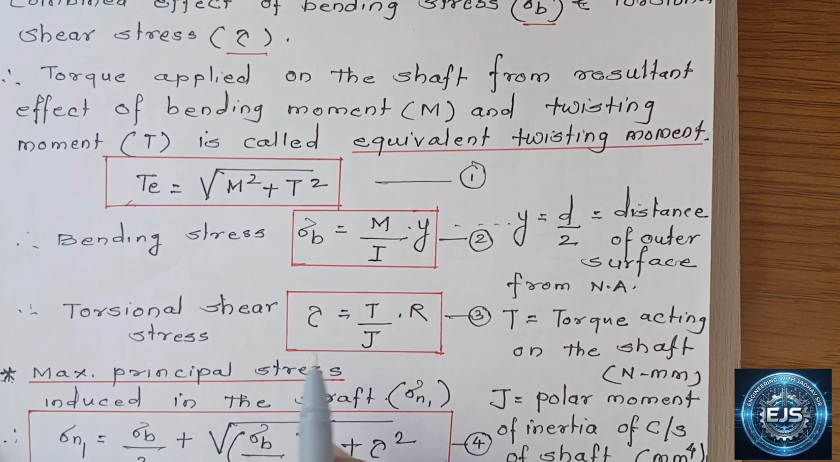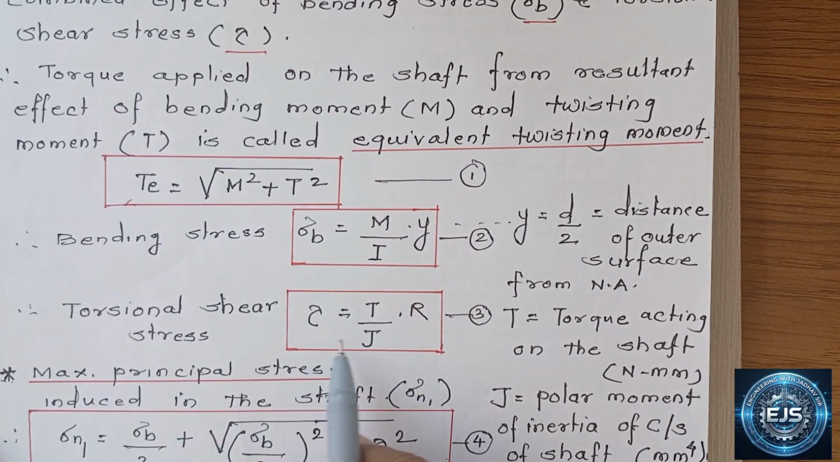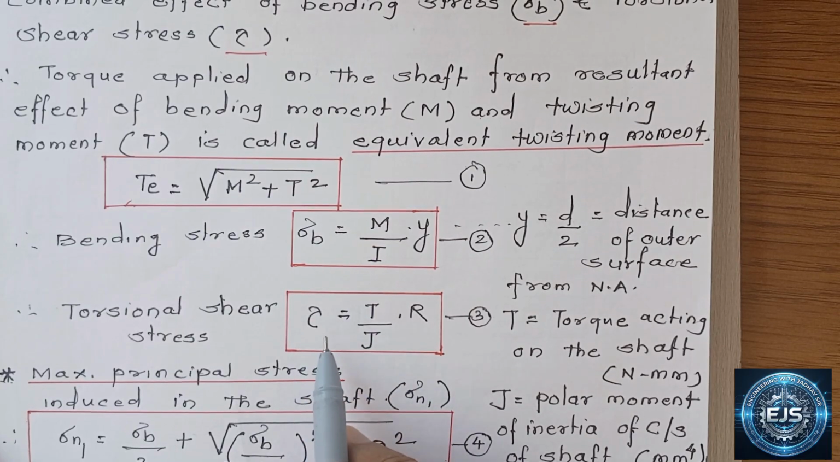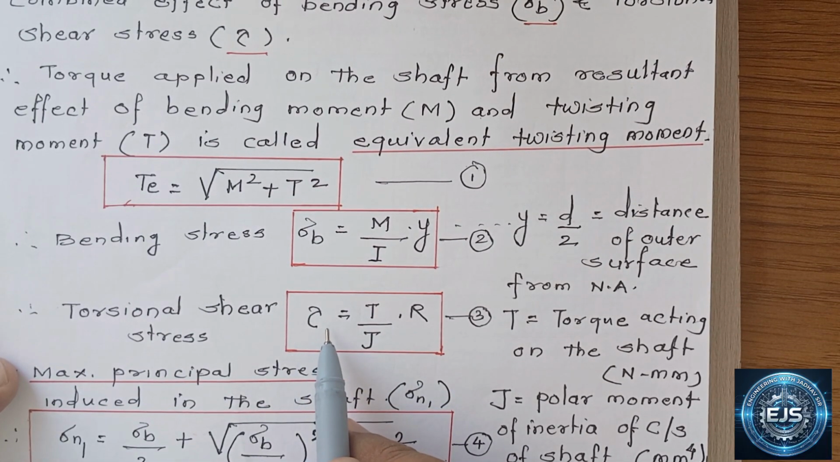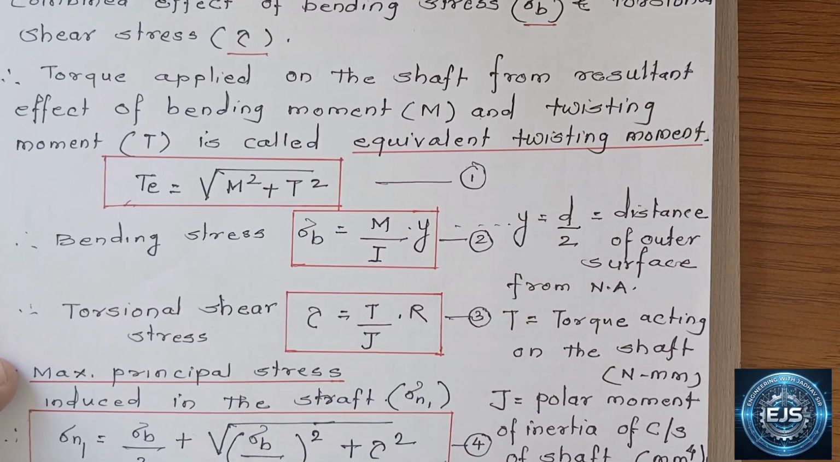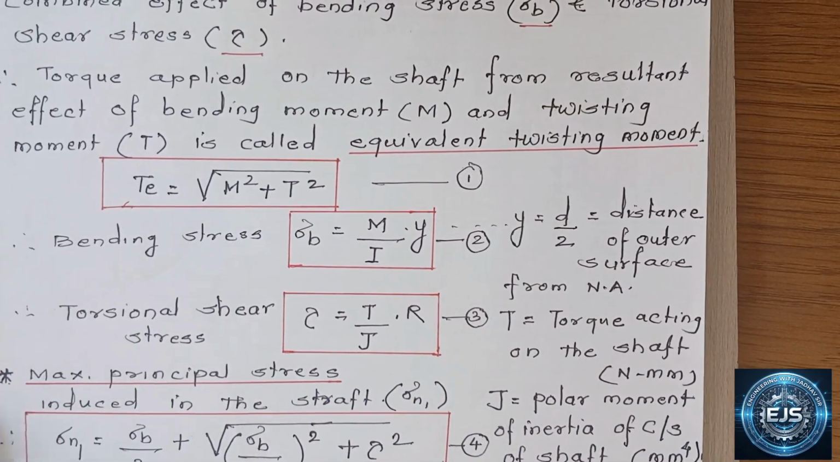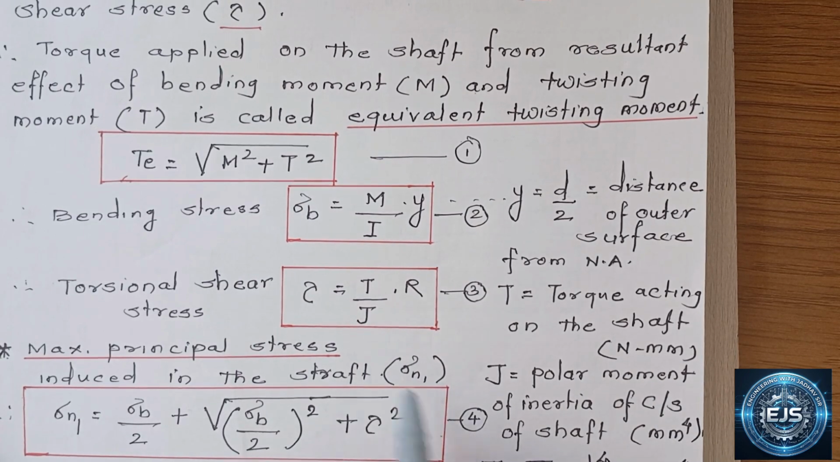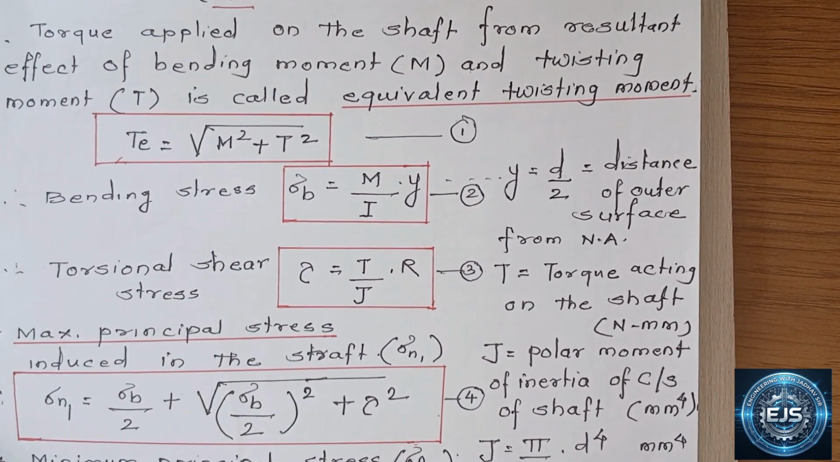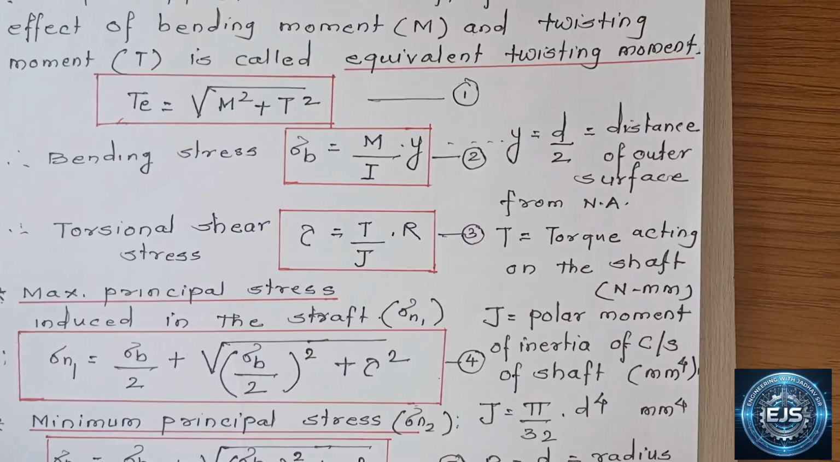Torsional shear stress, we have the equation T by J is equal to tau by R. This is a torsion equation based on shear stress. So from that, torsional shear stress is calculated as tau is equal to T by J into R, where T is nothing but the torque acting on the shaft and its unit is Newton into mm. J is the polar moment of inertia of the cross section of the shaft. Shaft is always a circular cross section.